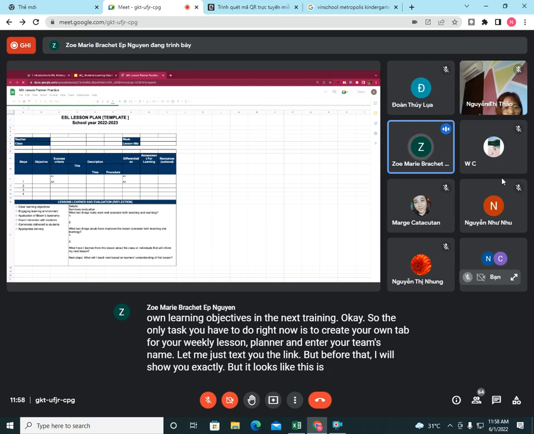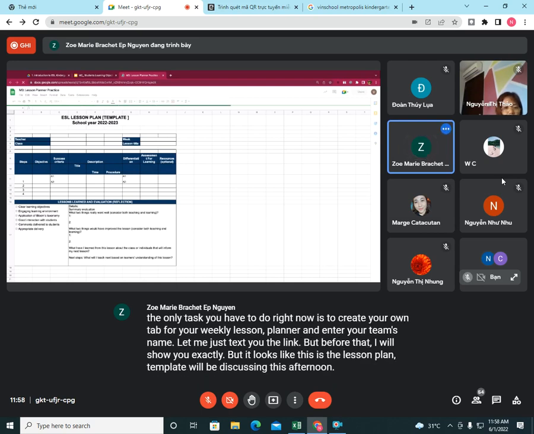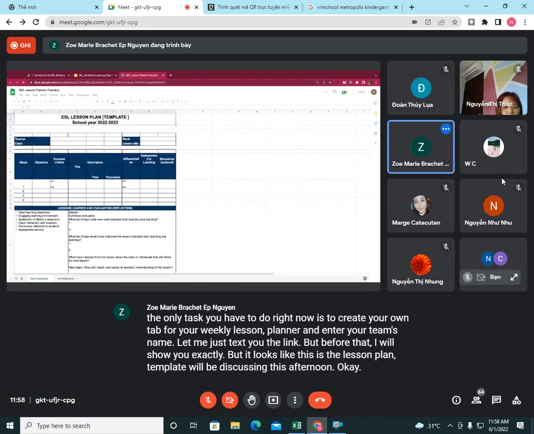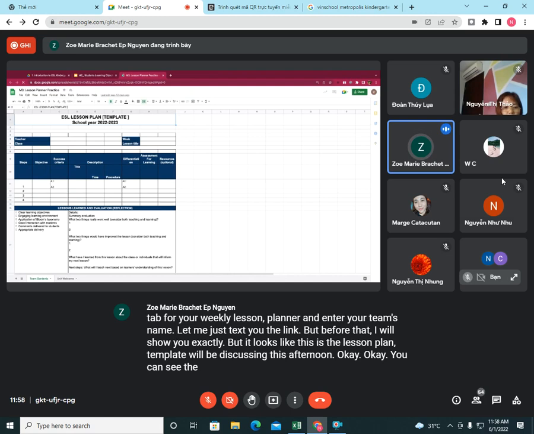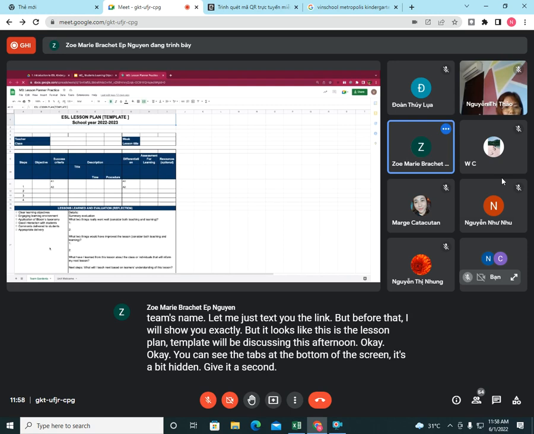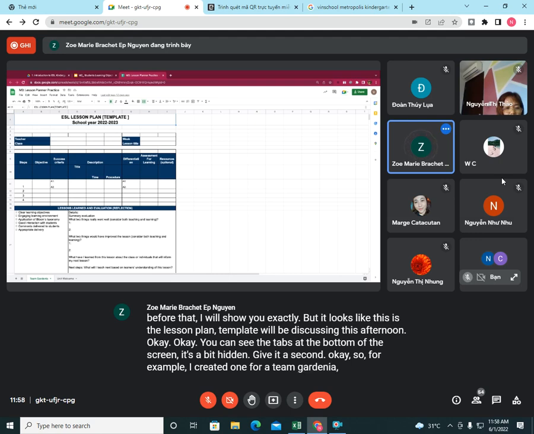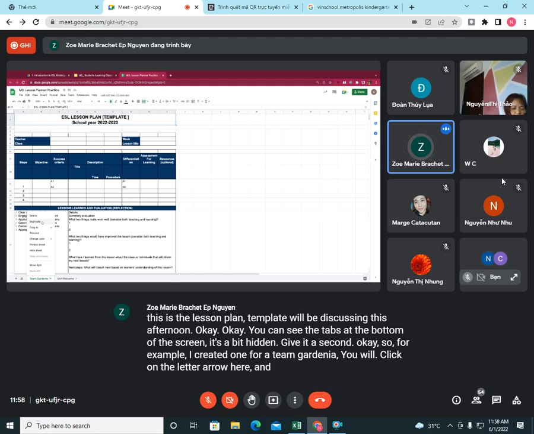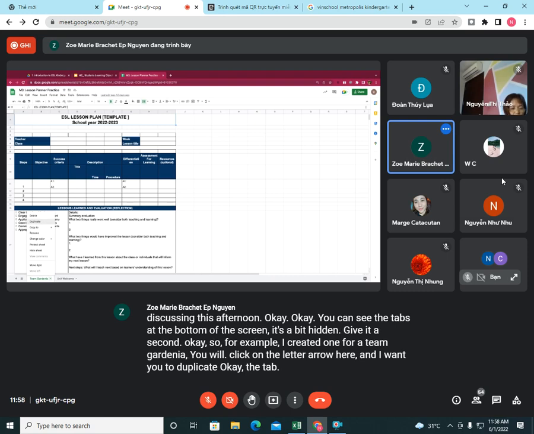This is the lesson plan template we'll be discussing this afternoon, okay? Give me a sec. You can see the tabs at the bottom of the screen. It's a bit hidden. Okay. So for example, I created one for Team Gardenia. You will click on the little arrow here, and I want you to duplicate the tab and retitle it.